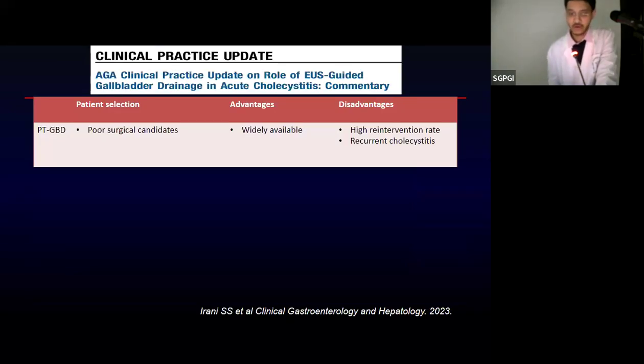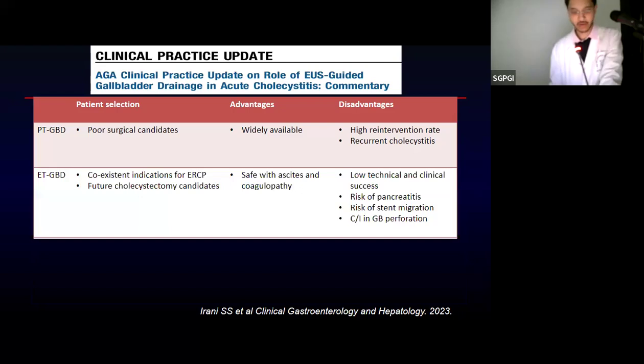Now, to have a comparative analysis of the three techniques, to begin with, percutaneous gallbladder drainage: the patients selected have a poor surgical status. This technique is widely available as it is done using radiology assistance, the disadvantage being higher reintervention rates and recurrent cholecystitis seen in these patients.